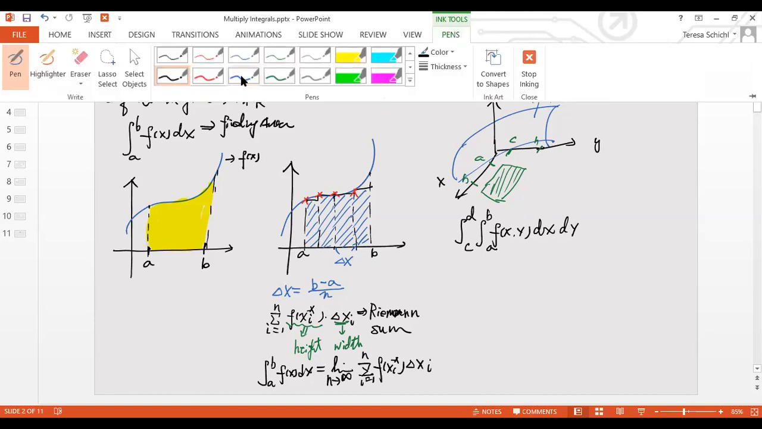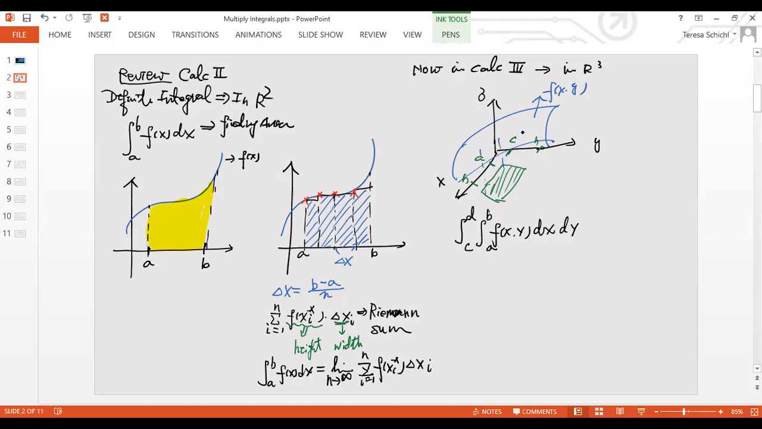So what are we trying to do here? I don't know if I can graph this well, but you can kind of see it. Instead of the area, what I'm finding here in R3 is the volume. In the same way as in Calc 2, where we had x star, it depends on which points you want. So here is the same.